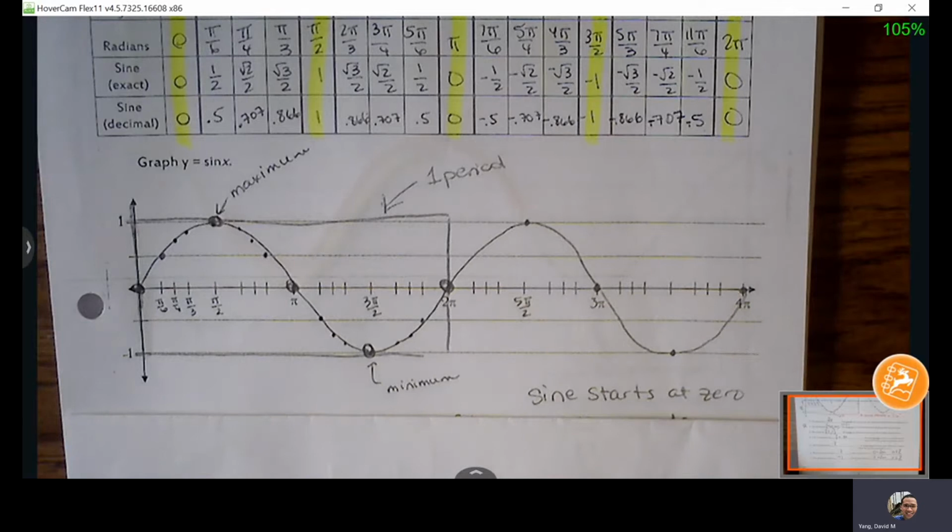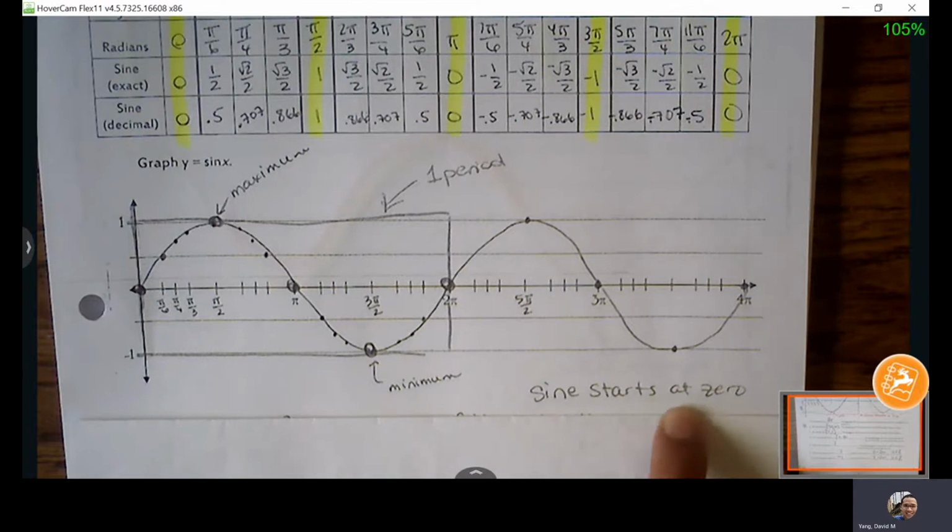So if you guys can highlight those items, we can point at the maximum. We can also point at the minimum, the lowest value. We're going to see a lot of similarities between sine and cosine. So if you guys can just write a little note here that your sine starts at 0. Okay, sine starts at 0, and then we start our pattern.